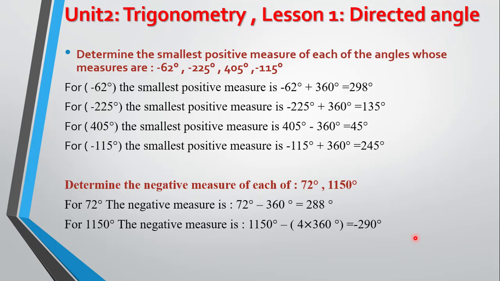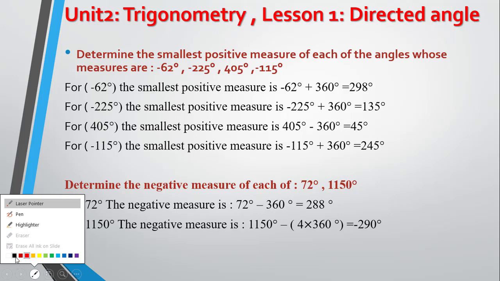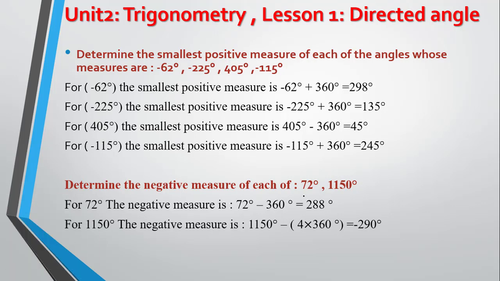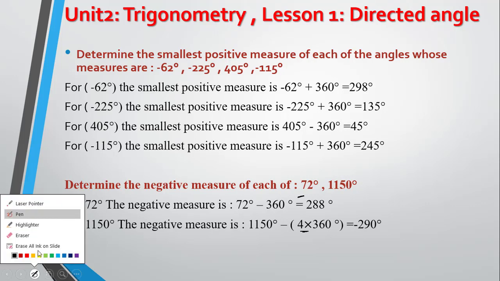Here I have a negative sign, negative 288. So here I'll add a negative sign, negative 288. For 1150, in the same way, I'll subtract 360 four times to get negative 290. So this is the negative measure for those angles.